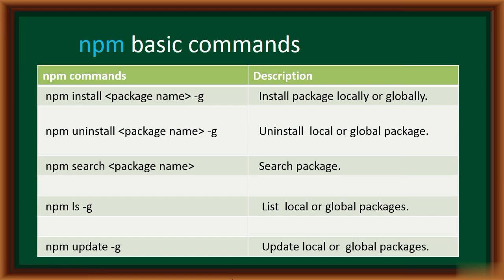If you want to list a local or global package or packages, you type in the npm command followed by ls for list. If it's a global package, you include -g. If it's local, you don't need to include the -g. If you need to update a package, you use npm update. If you're updating it globally, you do -g for global. If you're not, you don't need to include the -g.